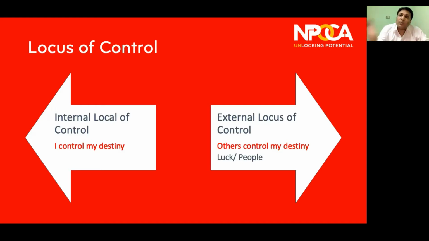I would also like to raise a word of caution that some of us who believe that whether the earthquake will happen or not, whether it will rain or not, is also in my control, are also dangerously putting a lot of pressure on themselves.